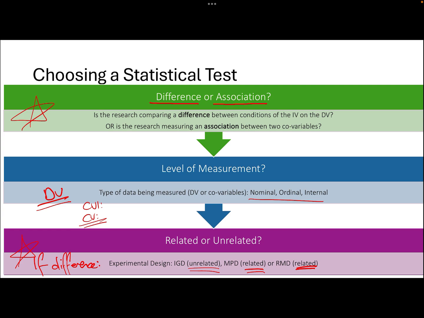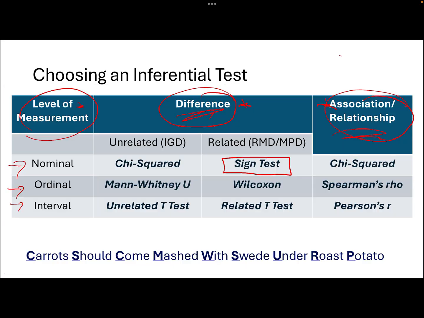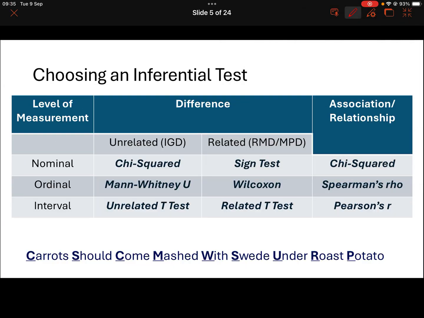So in deciding on a statistical test, once we have identified that it's a test of difference, we then need to decide whether the data is unrelated or related. Note that if it's an association or relationship that we've identified, this isn't relevant, okay? We just carry on then to level of measurement. So when it's a test of difference, and only then, do we need to go to this next step, identifying whether data is unrelated or related.